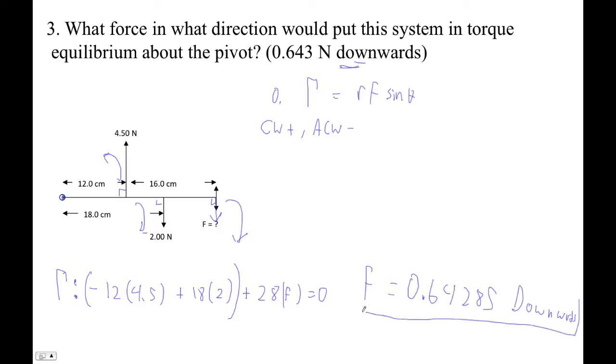If I had guessed it was an upward force, then this would have been negative, and I would have gotten a negative answer for this. So if you guess a certain direction and you get a negative answer, it means it's the other way. And if you guess a certain direction and you get a positive answer, then it is the way that you guessed. Anyway, there you go. Happy hunting.